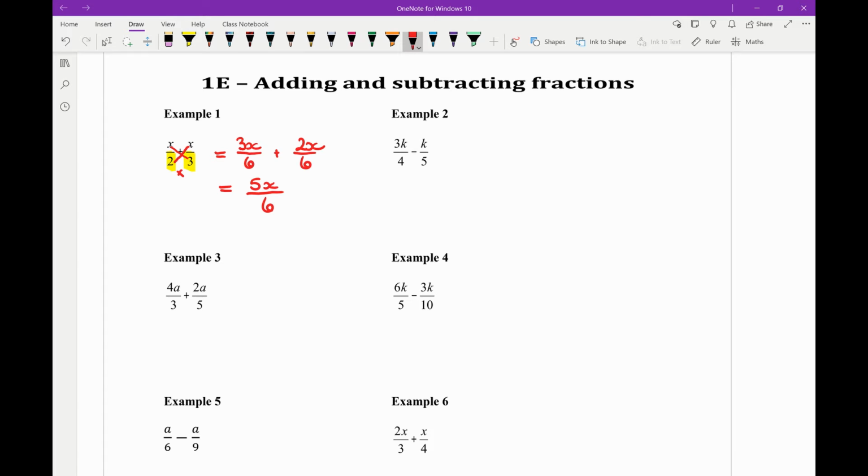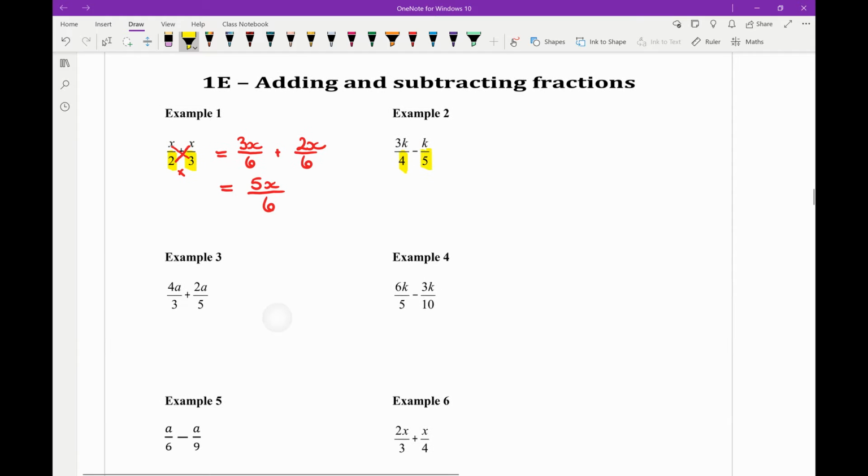Okay, let's try the process again for example 2. So we start with these two numbers here. The first thing we do is we multiply those two numbers together. So 4 times 5 is 20. And this time it's a minus, that doesn't matter. 20. Then I multiply the 3k with the 5. 3 times 5 is 15k. And then I do the other diagonal. k times 4, or 4 times k, is 4k. Then I just subtract across the top. 15 minus 4 is 11k over 20.